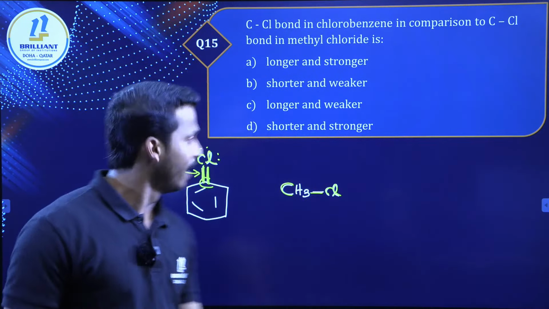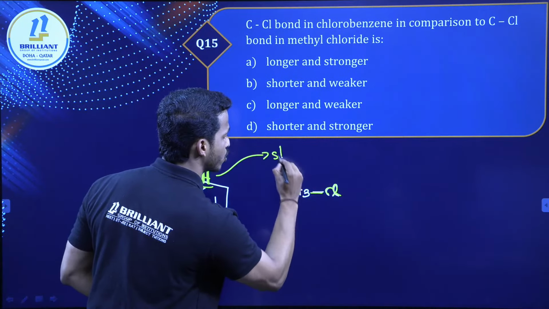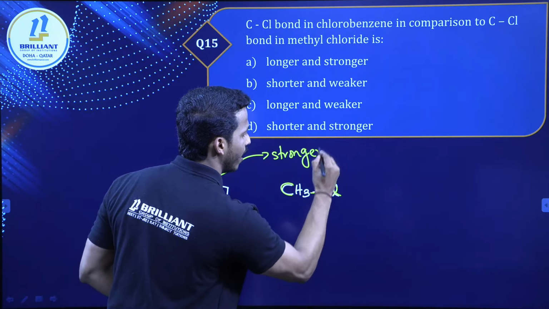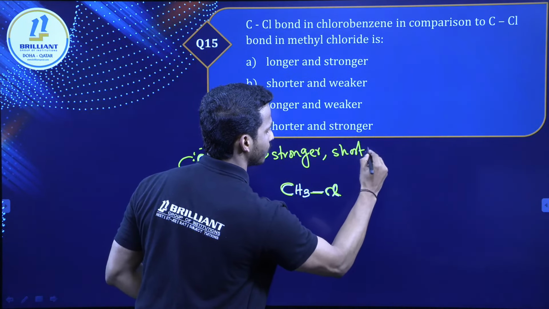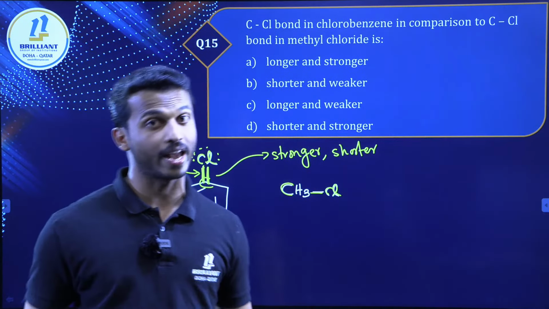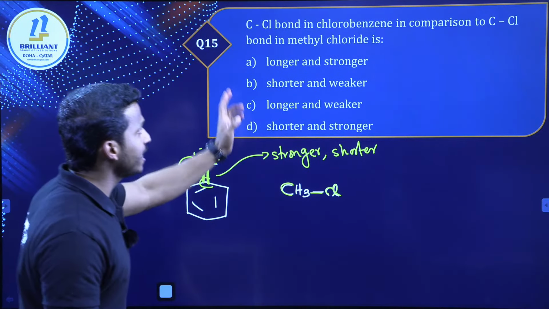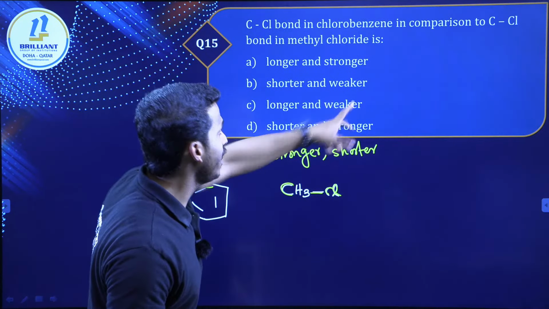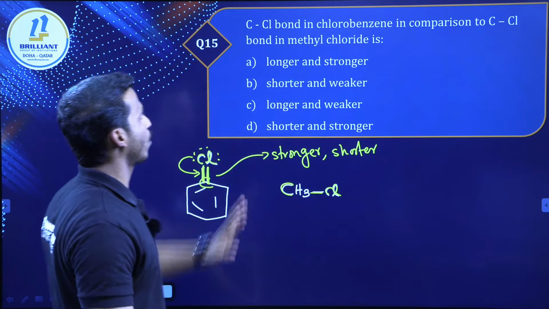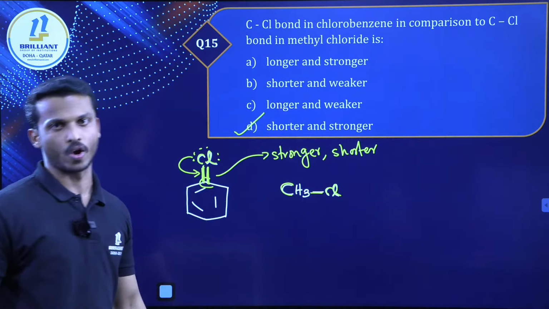What is your opinion? Dear all, the C-Cl double bond, you know, a double bond is stronger and shorter. Yes or no? A double bond is stronger and shorter in length, whereas a single bond is weaker and longer in length. So the C-Cl bond in chlorobenzene in comparison to methyl chloride, we can give the answer: shorter and stronger.